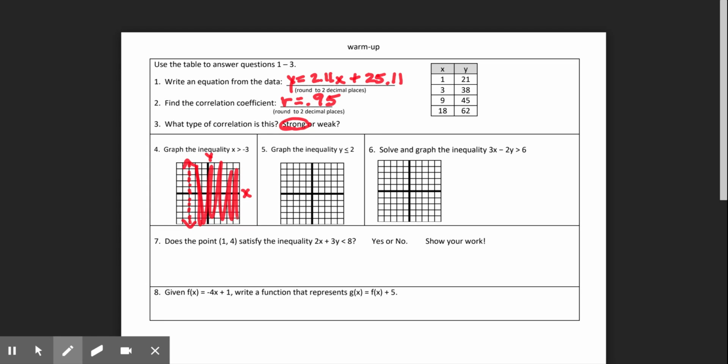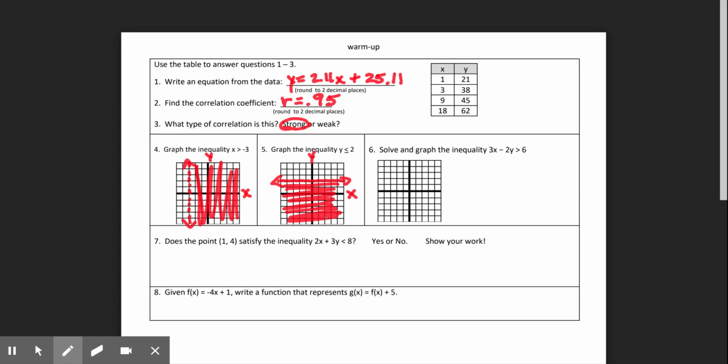All right, number 5, graph the inequality. Y is less than or equal to 2. So this is your x-axis. This is your y-axis. It's going to go through the y-axis, a solid line, since it has an equal sign. And everything, all y values less than 2 would be everything below.